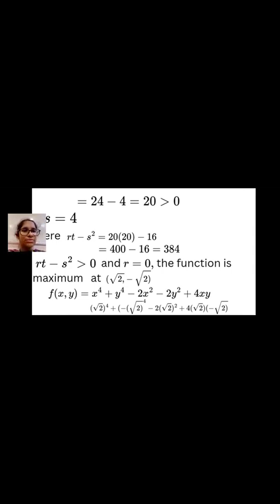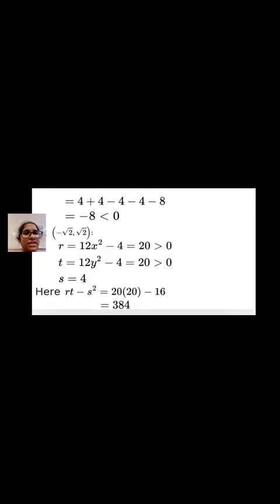Here rt - s^2 is greater than 0 and r is greater than 0. The function is minimum at (root 2, minus root 2). f(x, y) becomes x^4 + y^4 - 2x^2 - 2y^2 + 4xy. In x place we put root 2 value and in y place we keep minus root 2. Simplifying this we get minus 8, that is less than 0.